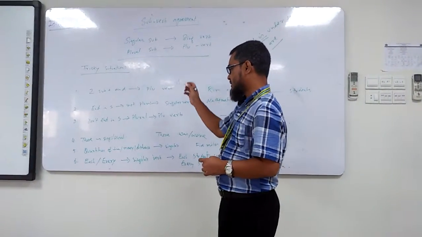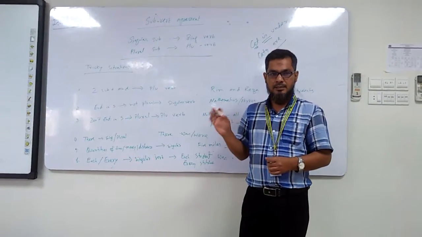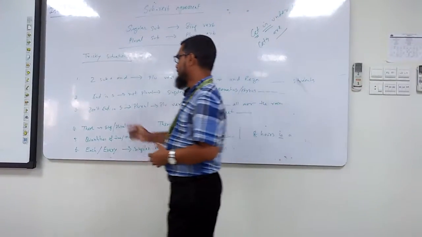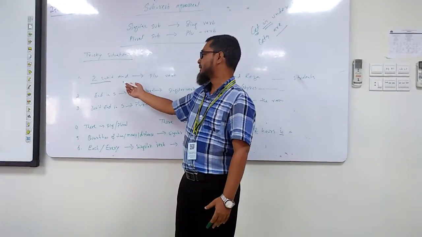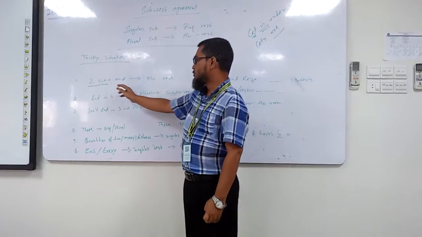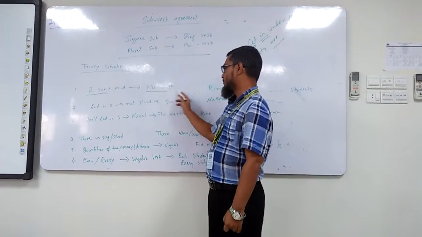Now there are six situations that are tricky. You have to remember these, and this is the case we need. Okay. First one. If there are two subjects and then there is an "and", so it means there are two subjects and after that you have an "and". So the verb will be plural.